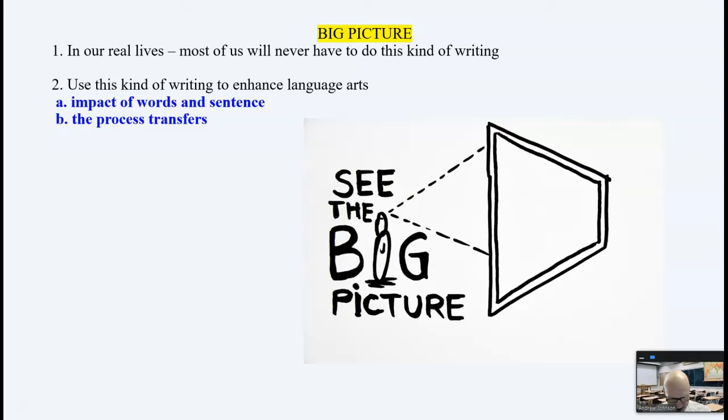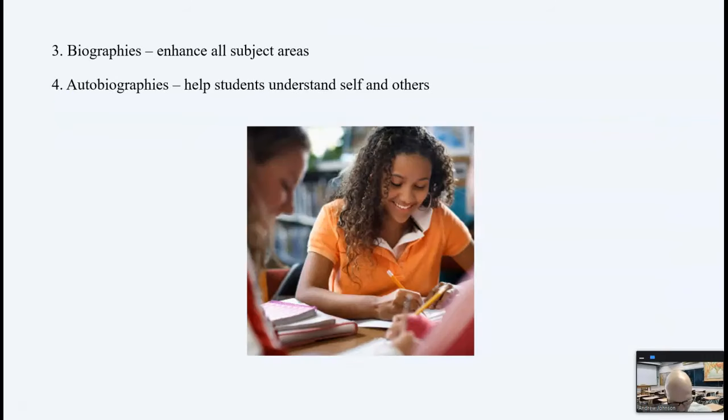Again, big picture, in our real lives, unless we're famous or writing an obituary, most of us will never have to do this kind of writing. So that's the big picture. But we can use this kind of writing to enhance the language arts. And I've said this about 17 times, the impact of words and sentences, and the process transfers as well.